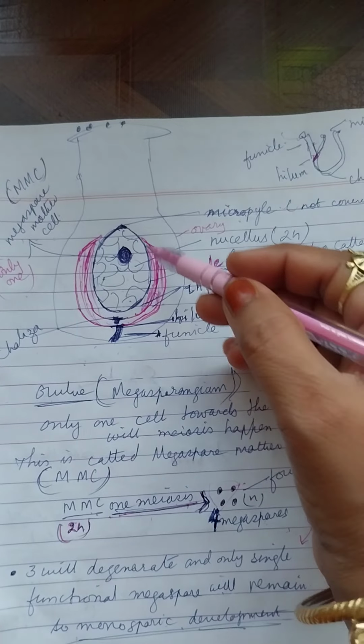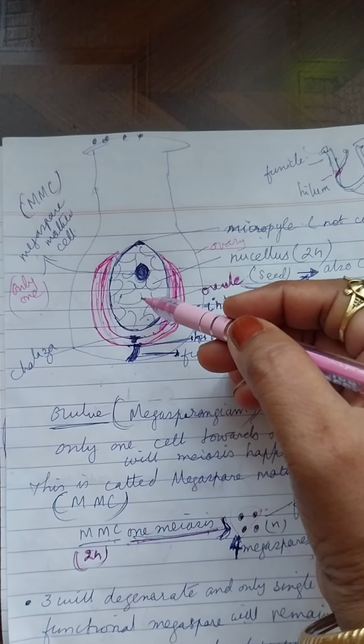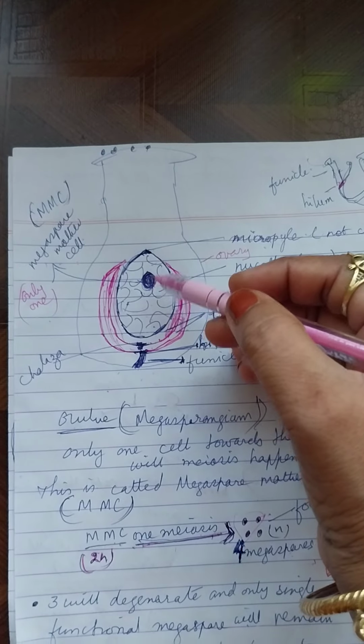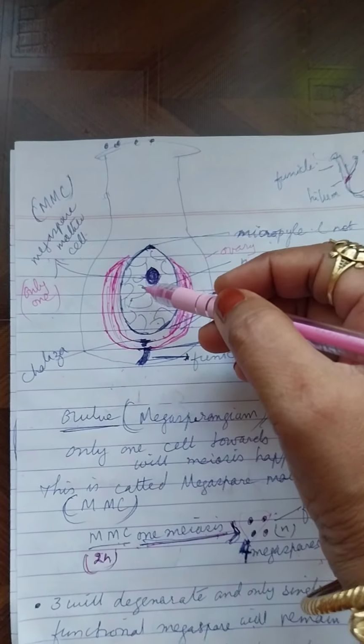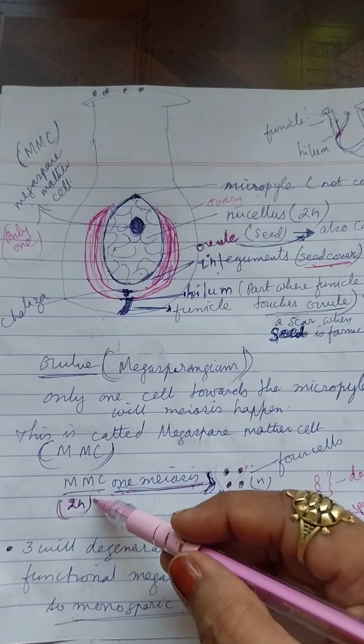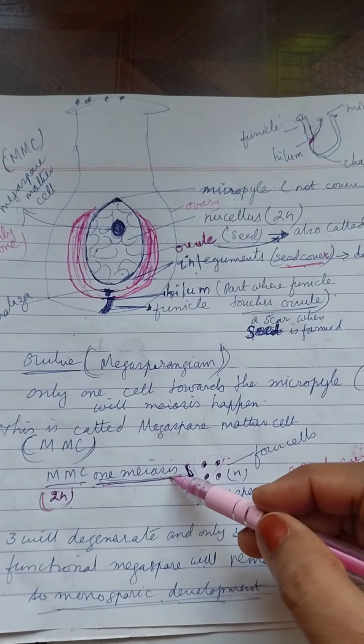Inside the ovule, diploid cells are present, which is known as nucellus. Not all the cells, but only one cell towards the micropylar end will behave as megaspore mother cell. So, in megaspore mother cell, which is diploid in condition, one meiosis will take place.